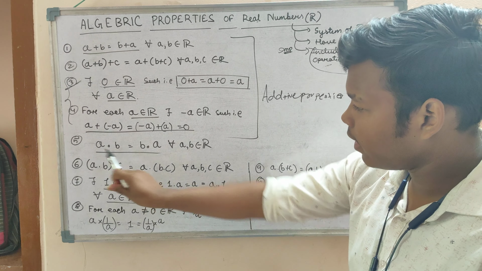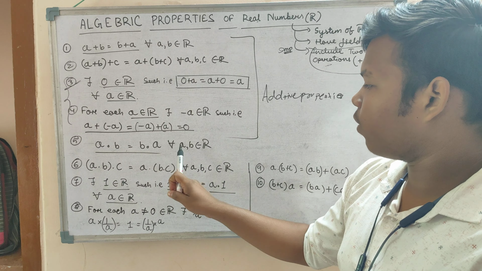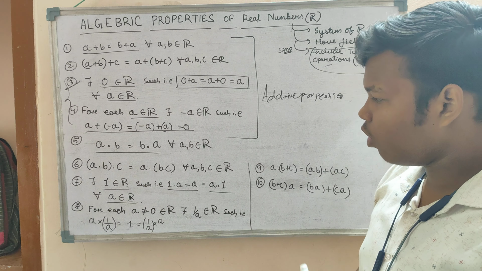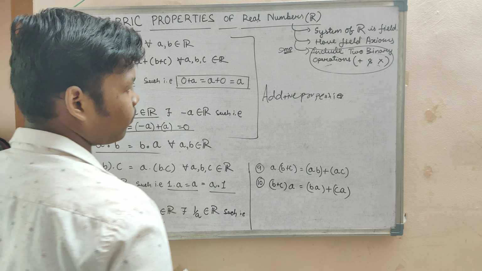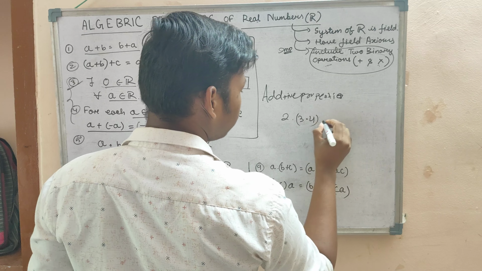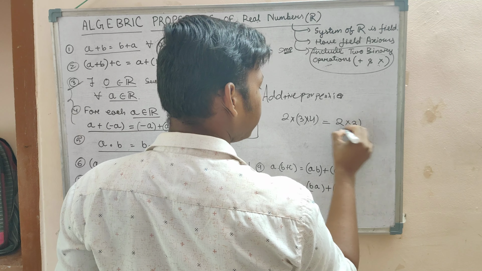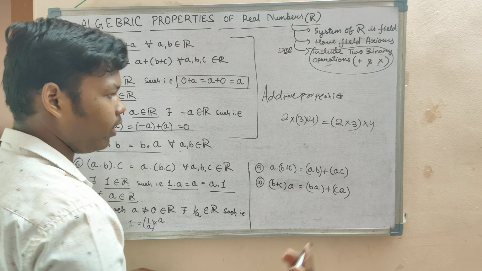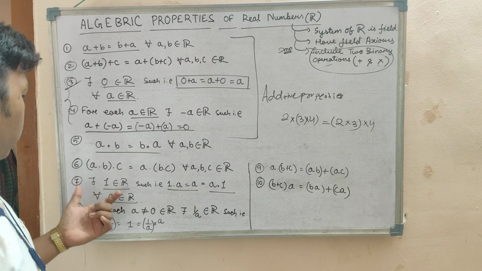What is it? In a similar way, a dot b is equal to b dot a. 5 into 6 is equal to 6 into 5, for a, b belongs to R. Simple thing. The 6th is (a dot b) dot c is equal to a dot (b dot c). If you write the same way, 2 into 3 into 4 is equal to 2 into 3 into 4. The result will be the same, no changes over here. You can try this one. I'm not lengthening this, as you know all these things.